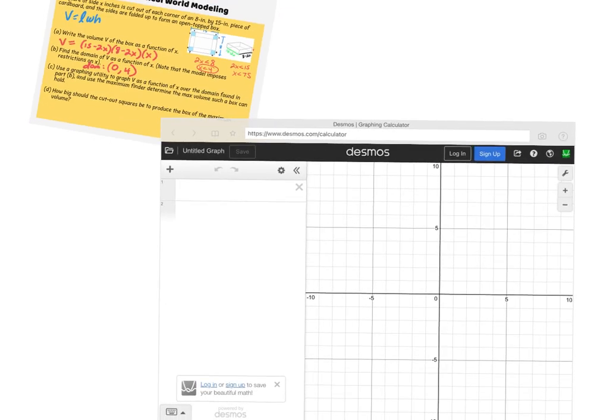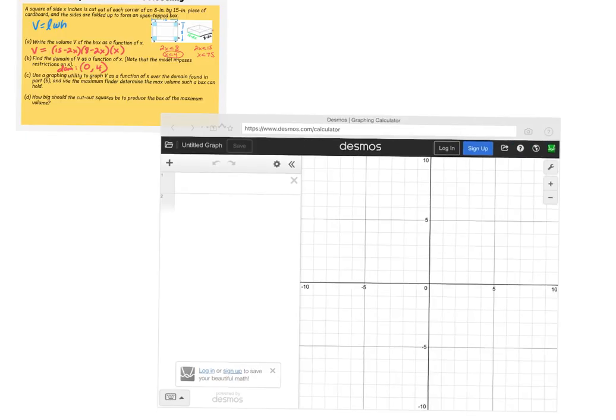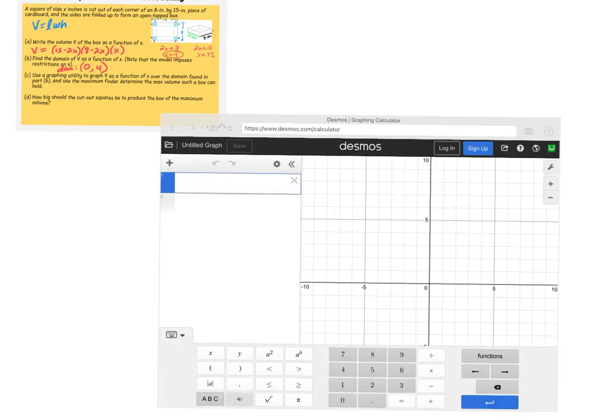I have a question. Yeah. For the volume, why are we multiplying by x again? Because it's length times width times height. Yep. Okay, so now I'm going to type in my equation. I'm going to leave it in factored form. So 15 minus 2x times 8 minus 2x times x.